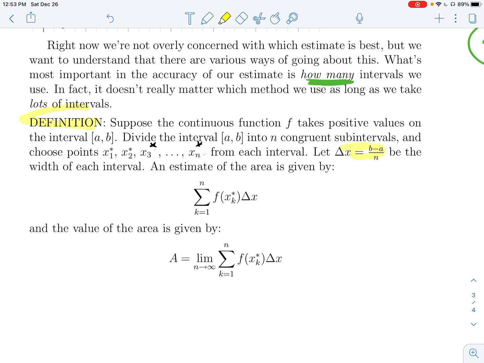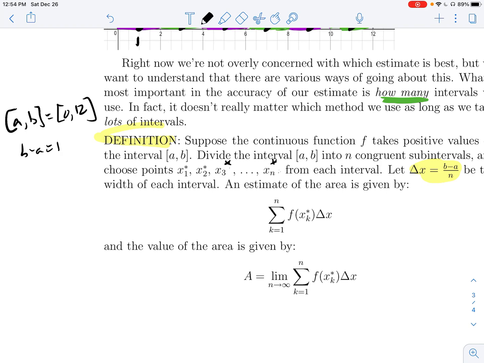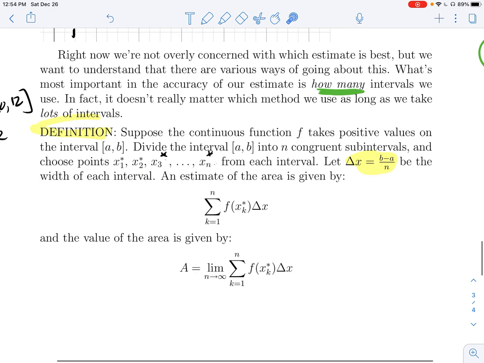Delta x here is (b minus a) over n. So just for the example we did before, the interval from a to b was from 0 to 12. So b minus a is 12. We're going to take 12 and divide that by how many intervals there are. That gives us the width of each interval.